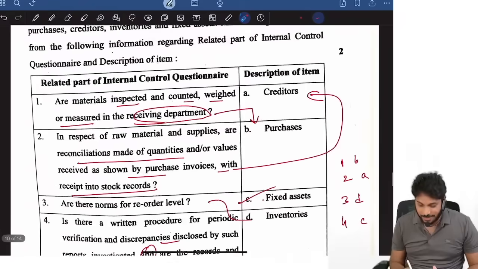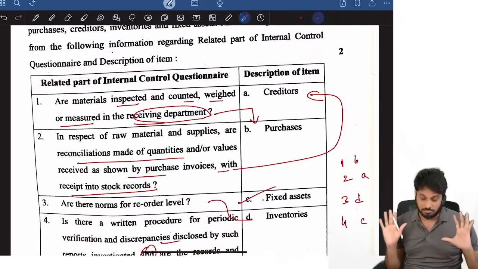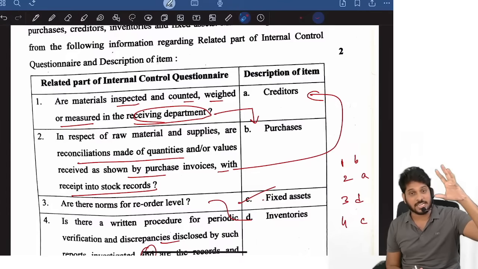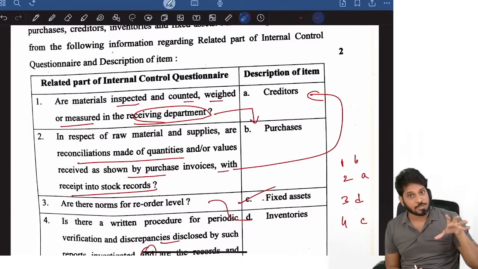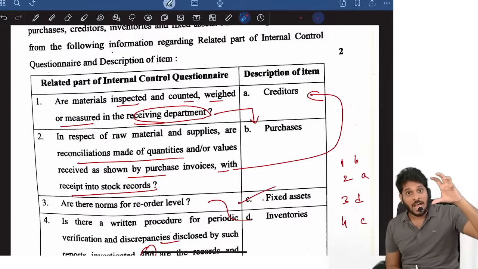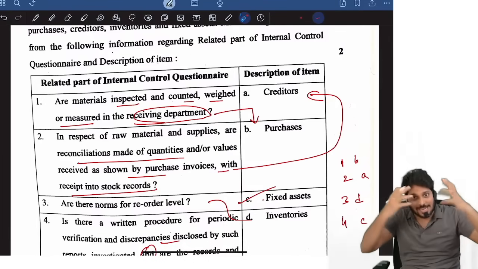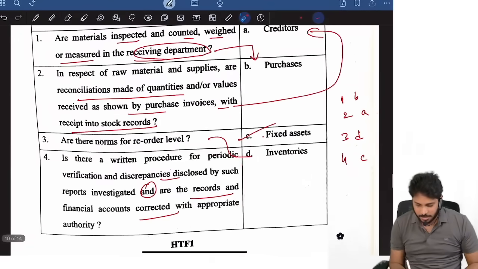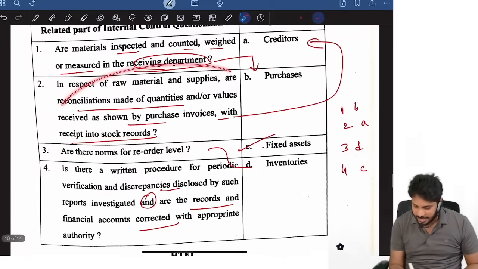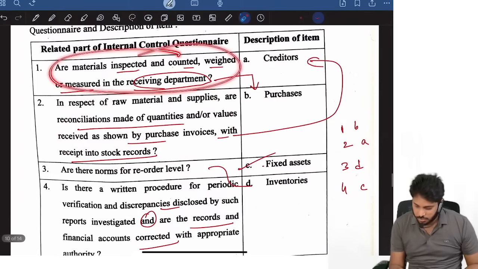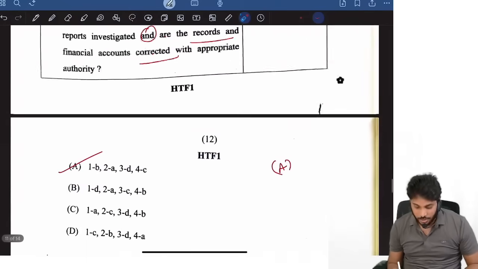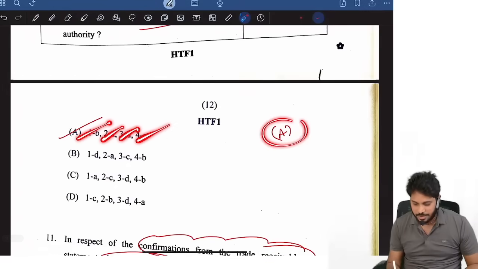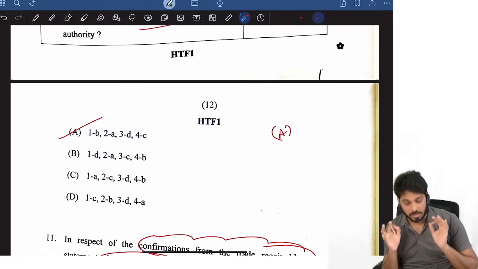So here they are giving this question: internal control questionnaire is part of the risk assessment chapter. You open internal control questionnaire: purchases, creditors, inventory, fixed assets. They gave examples of what the questionnaires are as part of them. Now those examples they are asking you to map. Here you see the 4th one is C, fixed assets. The 3rd one is regarding inventory. The 2nd one is regarding creditors. The 1st one is regarding purchases. So that you need to select. So 1B, 2A, 3D, 4C. Therefore the answer is A. Question number 10 is A.